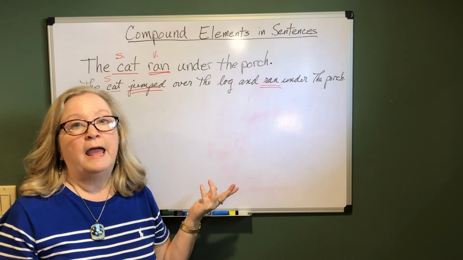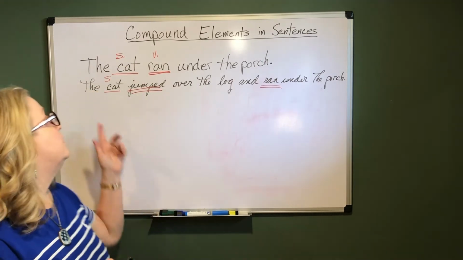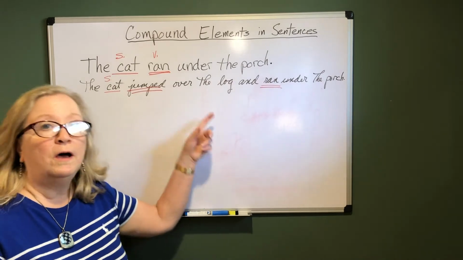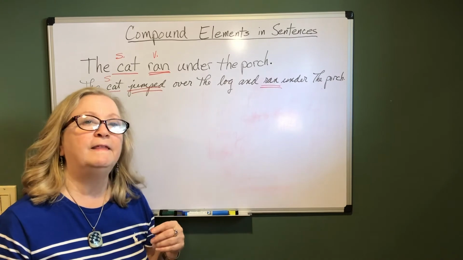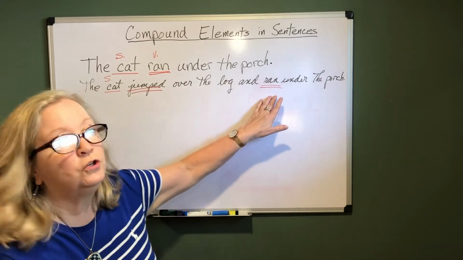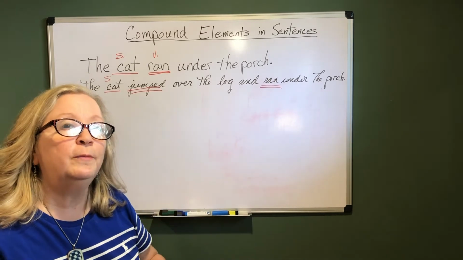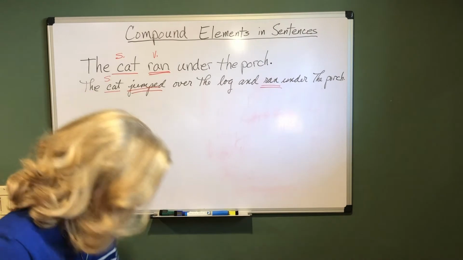We can do that for anything. The dog jumped over the log and ran under the porch. The dog jumped on the cat and bit the puppy. Anything like that. But you've got a single subject and two verbs. That's a compound verb in that sentence. It is still a simple sentence.